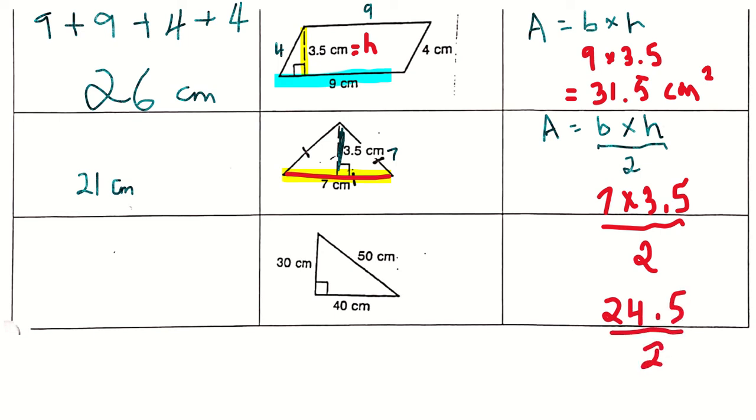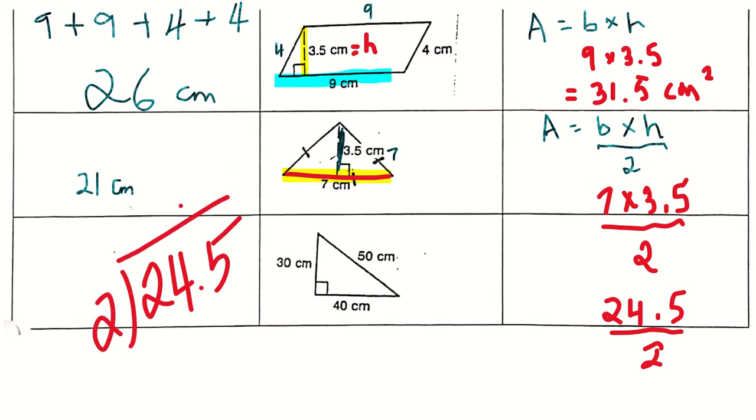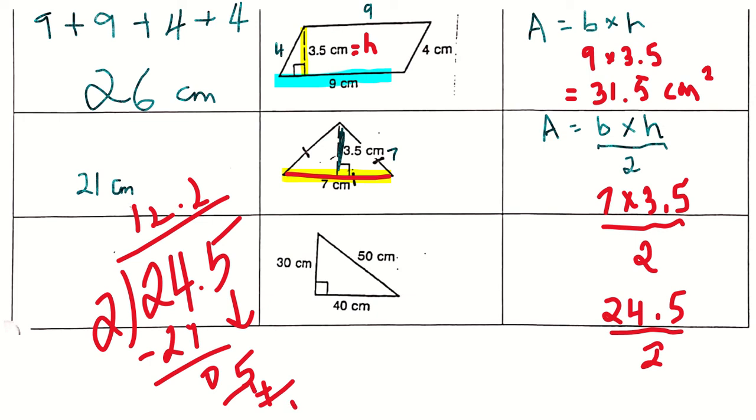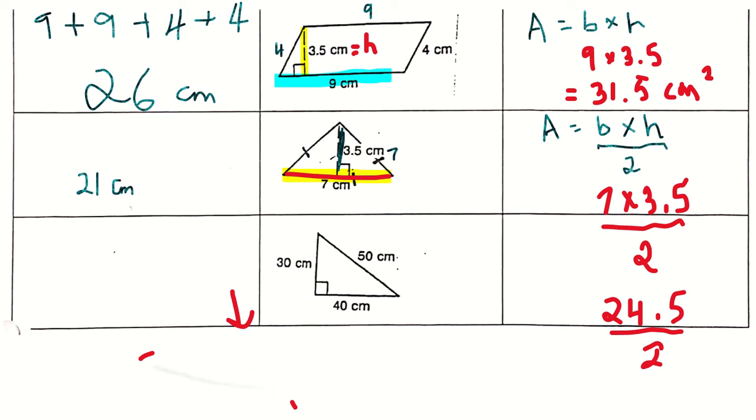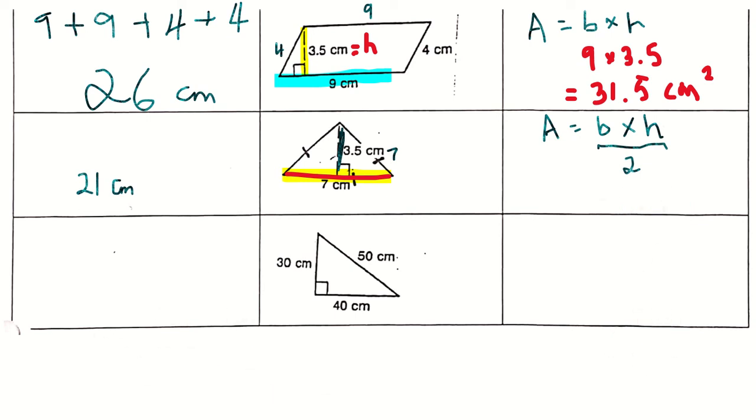Let's work out this division because y'all might need a little refresher on division. 24.5 divided by 2. Put that decimal straight on top. 12 times 2 is 24. Bring down the 5. 2 times 2 is 4. 1, 0. Okay, that's going to be 12.25. The answer is 12.25 centimeters squared.